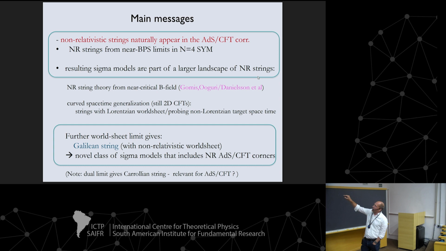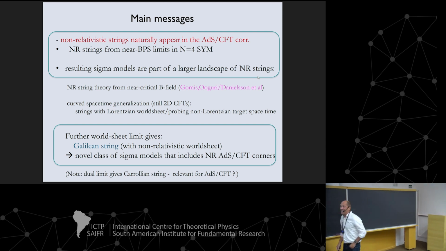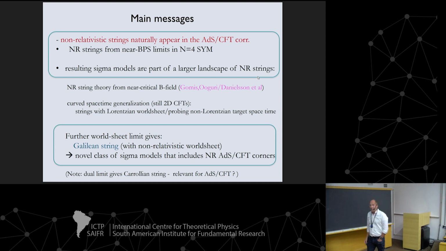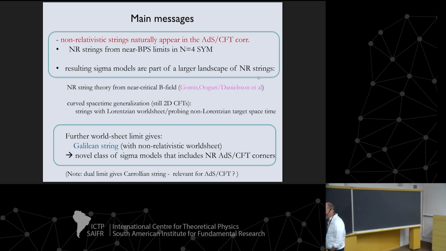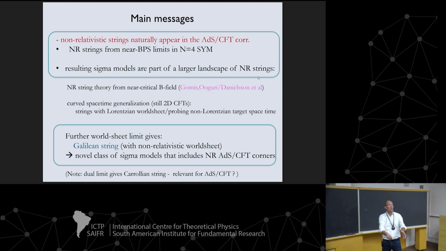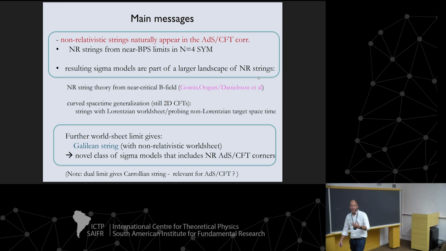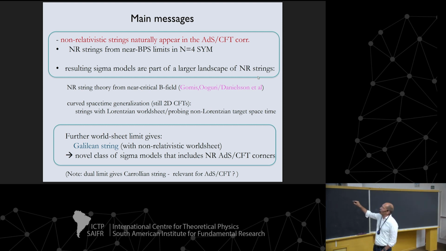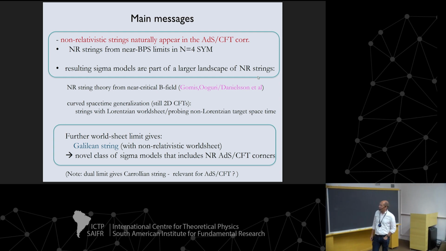And so the link from here to here is basically by looking at the larger class of non-relativistic string theories of this type. By doing a further worldsheet limit, starting from these string theories, one can find something that we call a Galilean string. We call it Galilean because now it's not only the target space that's non-Lorentzian, it's also the worldsheet that has Galilean symmetries. And it's that class of sigma models that connects to these near BPS limits of AdS/CFT.